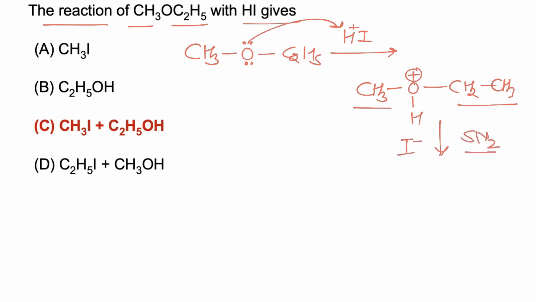Now I negative acts as nucleophile, and the nucleophile will attack from the side which is less crowded. So methyl iodide along with ethyl alcohol is formed as a product, and hence the correct answer is C.